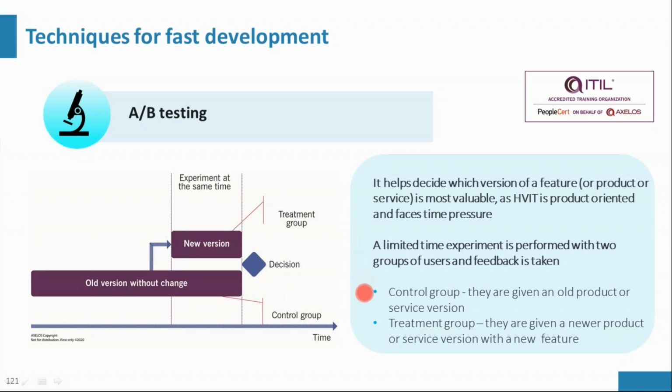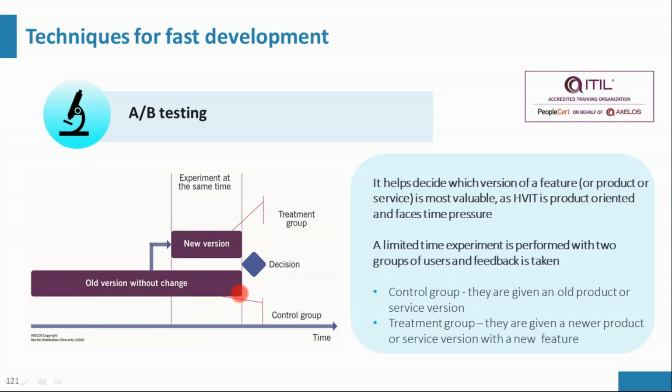It's a limited time experiment which is performed with two groups of users and feedback is taken. There are two groups, control group and treatment group. Control group is given an old product or service version to use. The treatment group is given a newer product or service version with newer features. They're given the product for use and feedback is taken at the end of the time period.